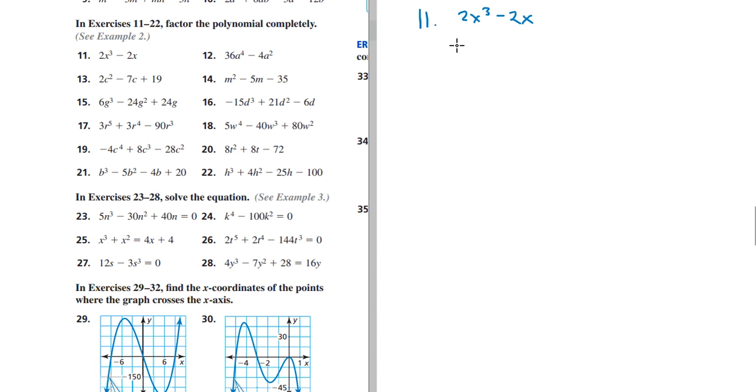The greatest common factor between these two terms is a 2x. What remains is x squared minus 1, because 2x times x squared is 2x cubed, and 2x times negative 1 is negative 2x. So that's the first step, but again, we have the difference of two squares pattern right here. So I'm going to make a note of that again. This is the difference of two squares pattern.